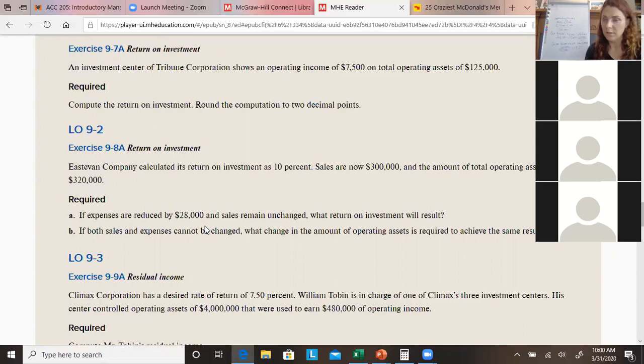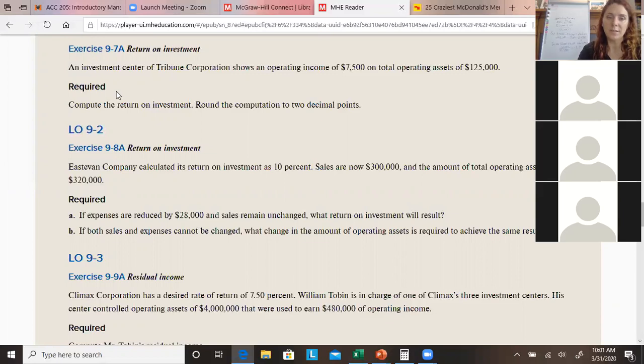For mine, I just added 28,000. Can you do that and then just divide by the 320? Okay. Yeah, for sure. So what she's saying is once you've found operating income, you can just add that 28,000, because if you have a 28,000 reduction in expenses, that's the same as increasing your income by 28,000. You can do it either way. Anything else?